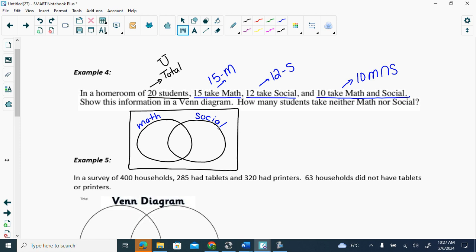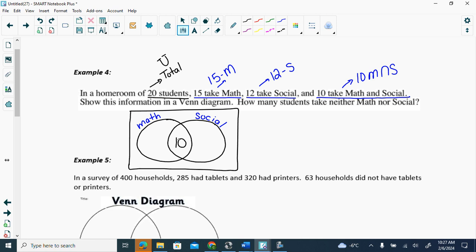We have to start with the eyeball first. If they don't give us the eyeball, we have to figure out how to get the eyeball. Did they give us the eyeball? Yes. They said in this class of 20, 10 take both, correct? I have to fill that in first. So there are 10 people already taking math in this Venn diagram, yes? There are also 10 people already taking social in this diagram, are there not? There's already 10 in there, yes? 10 people have been claimed.